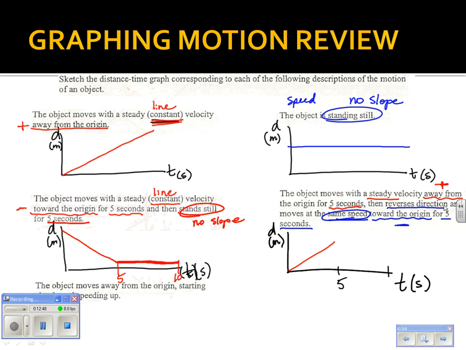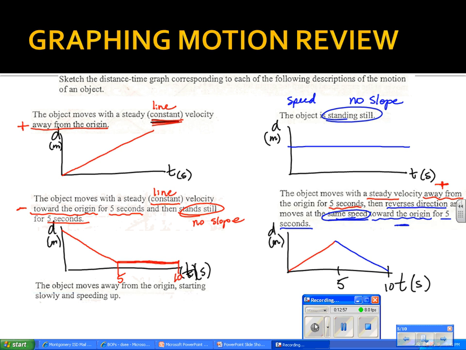And then we're going to go towards the origin for 5 seconds. Again, I tried to make those the best slope that I could, but we just changed directions. Now let's talk about this last one.